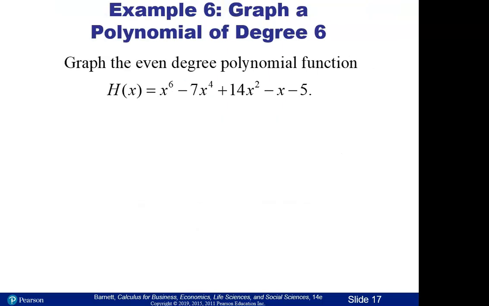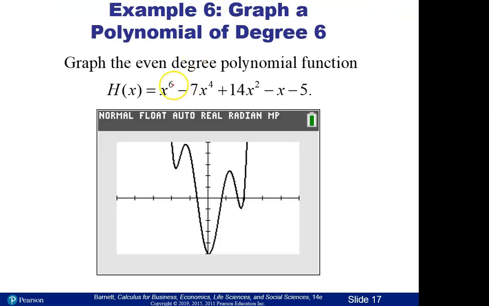Okay, this one we've got a sixth degree polynomial. So again, it comes from positive infinity because it has a positive leading coefficient. We've got 1, 2, 3, 4, 5 turns on a sixth degree polynomial. It doesn't have to have that many, but it may have that many.